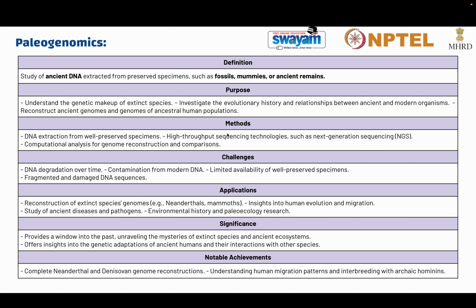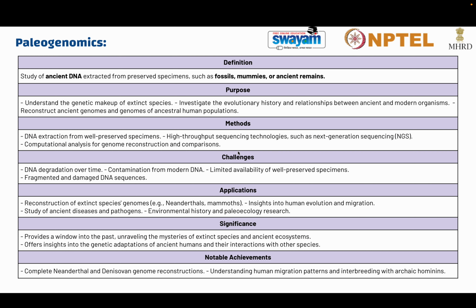Now, what are the methods? How can you perform this? You can extract the DNA from well preserved specimens. You can perform high throughput sequencing. You can take the sample, perform PCR to amplify it, and then perform next generation sequencing. And at last, you can computationally analyze those samples, reconstruct the genome, and compare them.